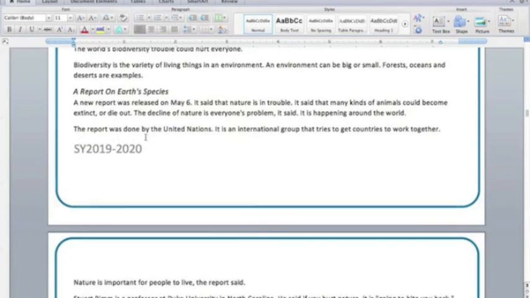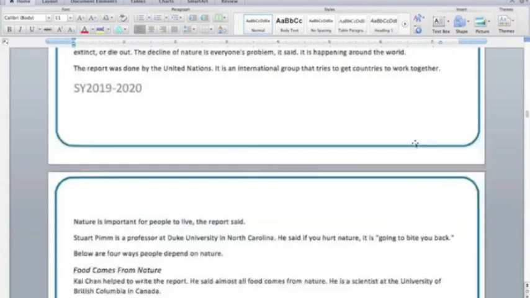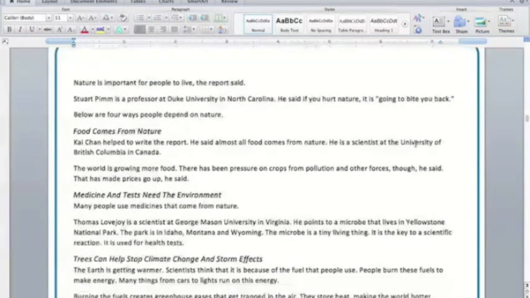The report was done by the United Nations. It is an international group that tries to get countries to work together. Nature is important for people to live, the report said. Stuart Pym is a professor at Duke University in North Carolina. He said if you hurt nature, it is going to bite you back. Below are 4 ways people depend on nature.